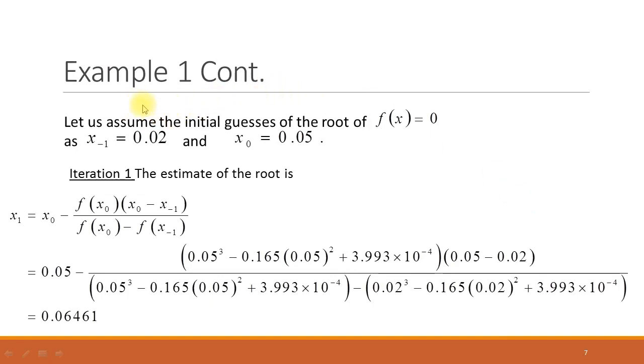So first of all, assume the initial guesses for the function f of x equal to 0, and the initial values of the two roots are x minus 1 is equal to 0.02 and x naught is equal to 0.05. Now, for the first iteration, the estimate of the root, using the secant method formula, we obtain x1 is equal to x naught minus f of x naught into x naught minus x minus 1 divided by f of x naught minus f of x minus 1.